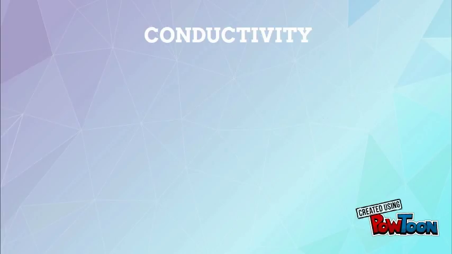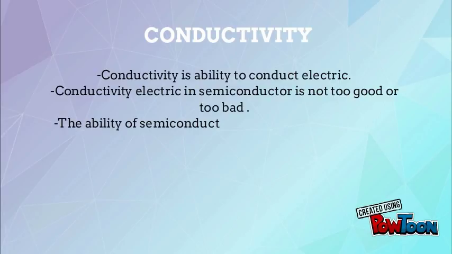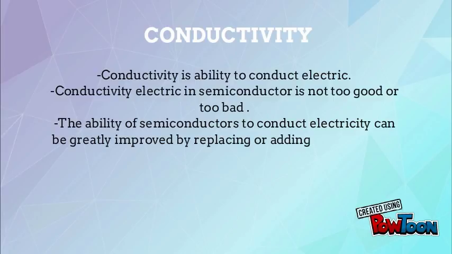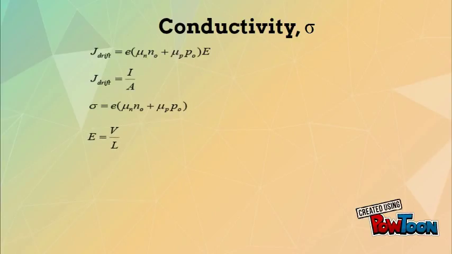Conductivity. Conductivity is the ability to conduct electricity. Conductivity in a semiconductor is not too good or too bad. The ability of semiconductors to conduct electricity can be greatly improved by replacing or adding certain donor or acceptor atoms to its crystalline structure. The derivation below shows that the conductivity formula can be used to derive Ohm's law.